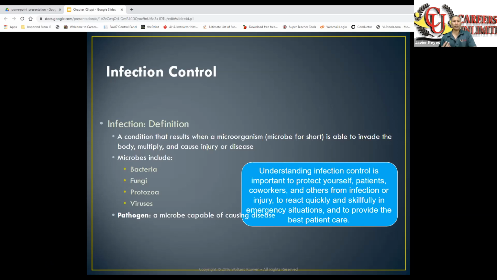Okay, it's very important that you understand that infection control is important for yourself, for your patients, coworkers, and of course your family. You don't want to go home carrying around an infection in your uniform, on your hands, where you can spread it obviously to your family.